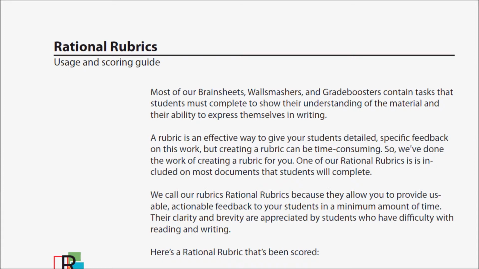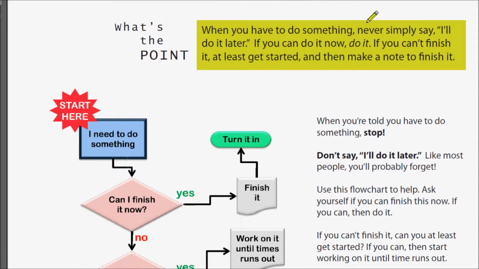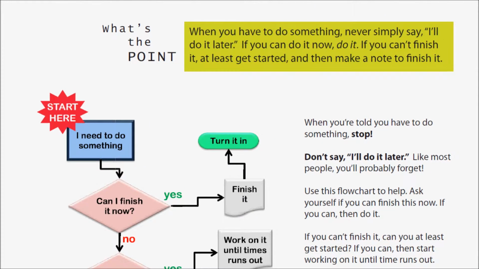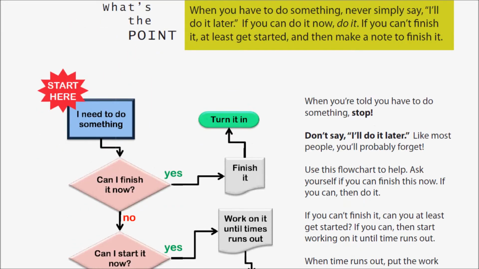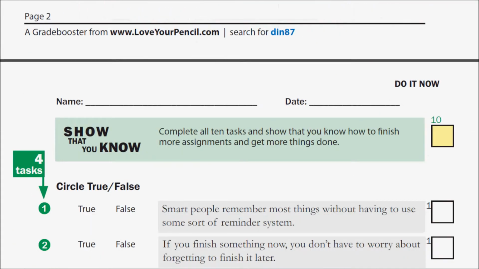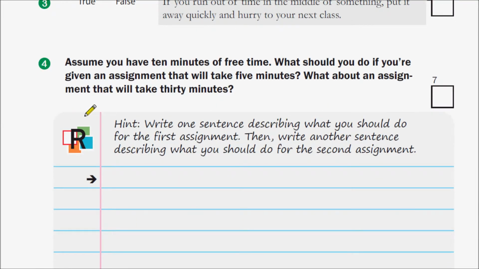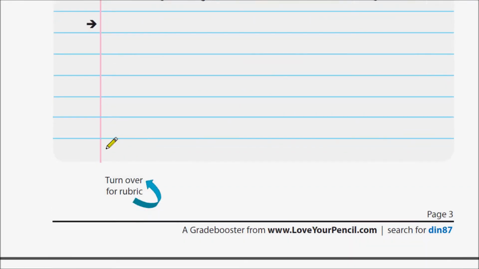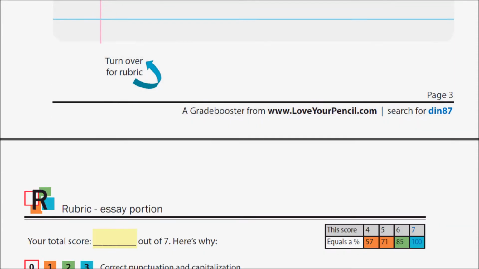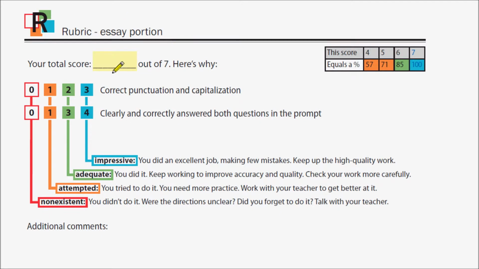There is one other thing I do want to mention, and that is this logo here can be very useful to a student. For example, let's take a look at another one of the documents. This here is a grade booster that's called Do It Now. And when you get to the part of the grade booster where the student has to do something, you'll see there's that rubric logo, and that's an indication to the student. It says also here, turn over for rubric, so the student should just turn over, and he or she can see what is expected for this assignment.